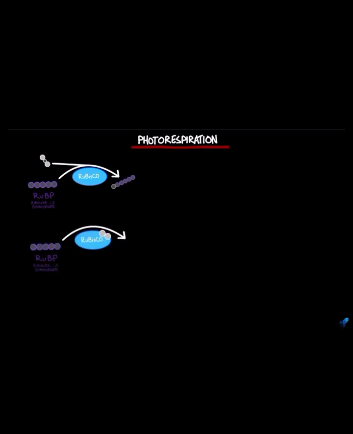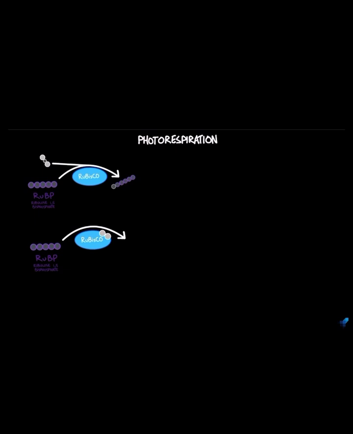The enzyme Rubisco. It's the most abundant protein on Earth. However, it's not that efficient and it has an Achilles heel. So in addition to fixing carbon dioxide into RuBP, Rubisco can also bind to oxygen. This process is called photorespiration, and this is bad and it can cause two problems.